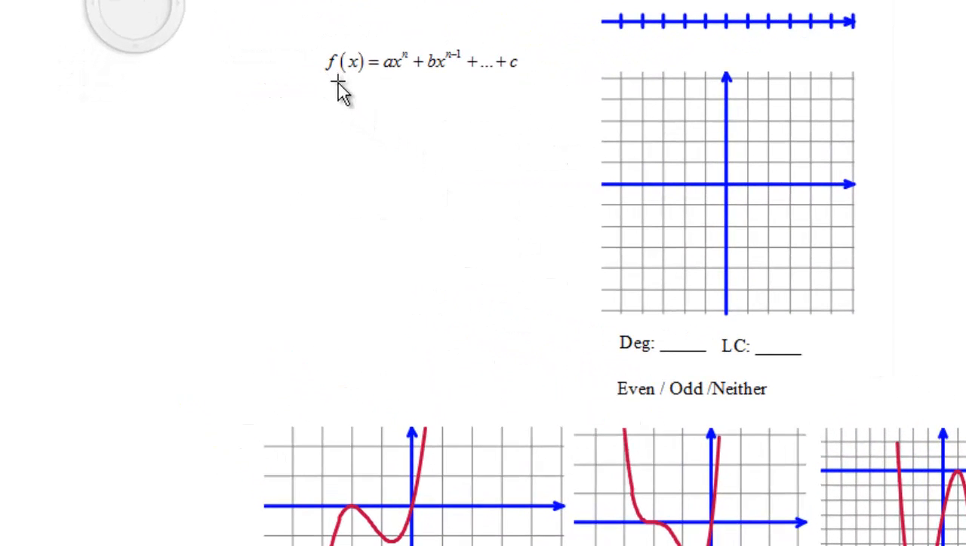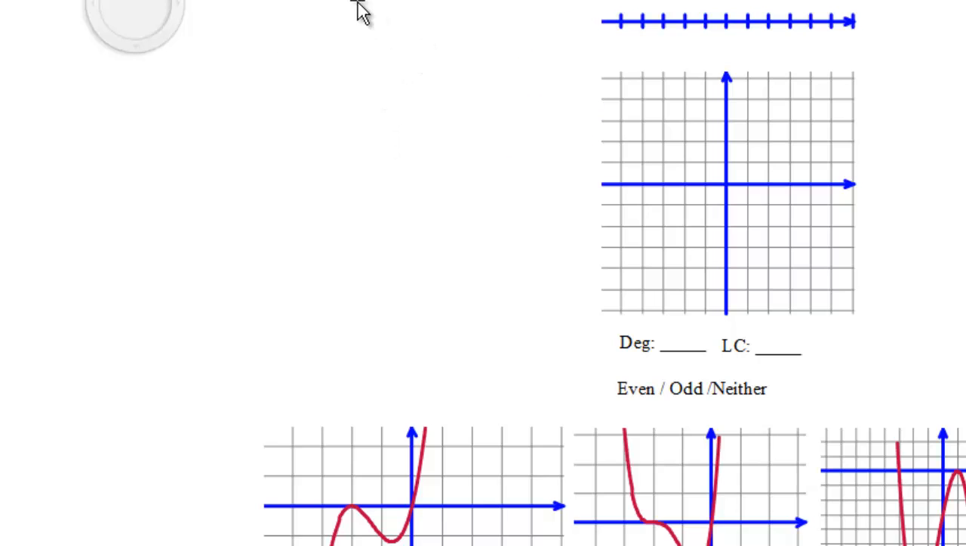Polynomial functions can always be written in the form ax to the n plus bx to the n minus 1, and so on. And the values for the exponents must be positive integers, and then these are just real number coefficients. So the lesson today is to graph polynomial functions, and we are going to start with one that's in factored form. So I'm going to get this out of the way.